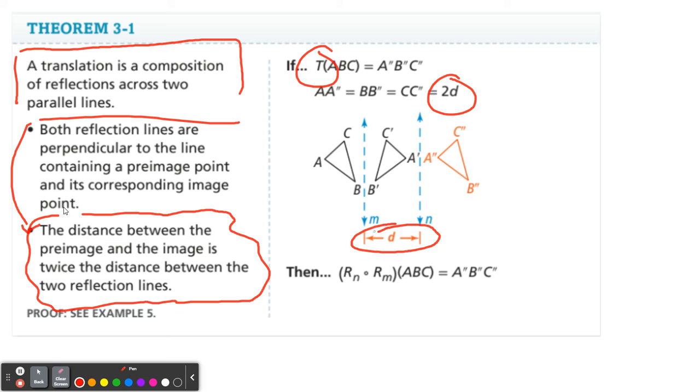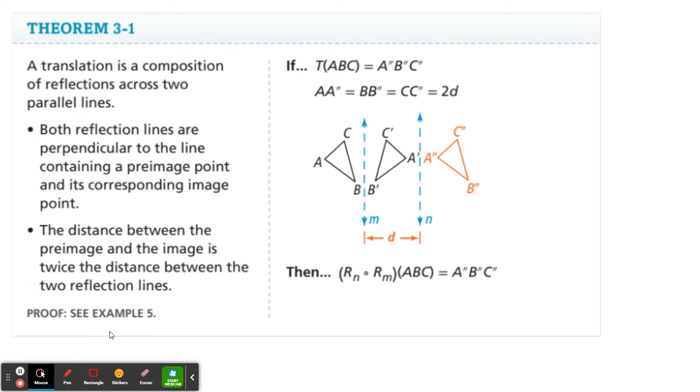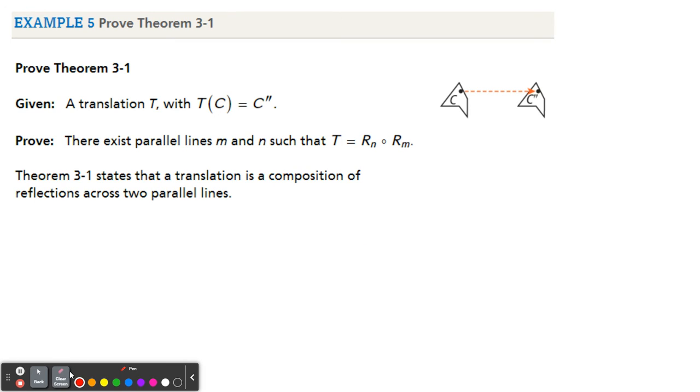All right, so this next slide is going to kind of blow our minds, but we'll do it. This is going to be the proof of this idea. Okay, so we're going to kind of talk through this. So again, it says given a translation T with T of C going to C double prime, prove that there exist parallel lines M and N such that T, the translation, is a composition of those reflections.